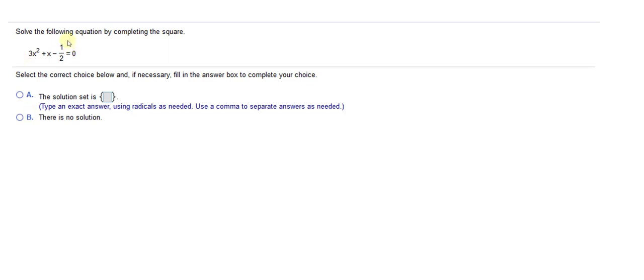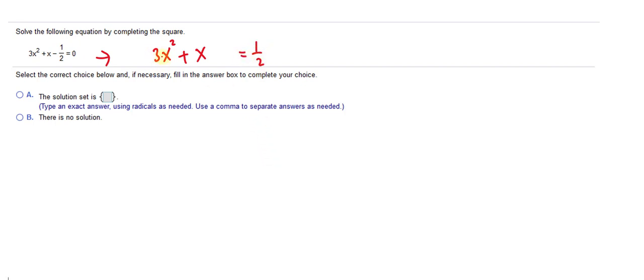Solving the quadratic equation by completing the square. So here's how we complete the square. This is a quadratic equation because we have the second degree polynomial. So before we do anything, make sure we move the constant to the right hand side. So 3x squared plus x. We add the 1/2 on both sides, so I should get 1/2 on the right hand side.